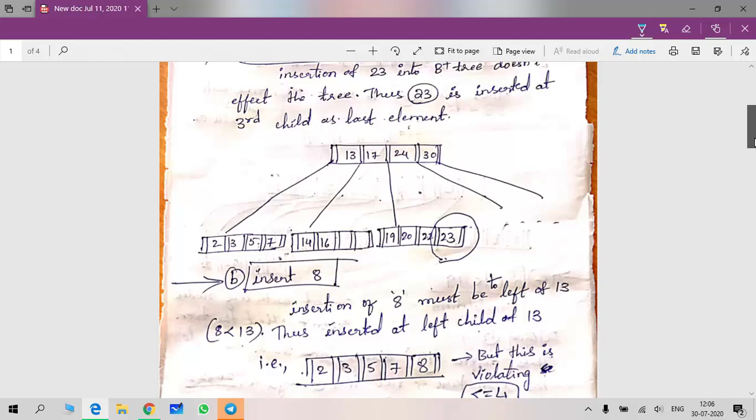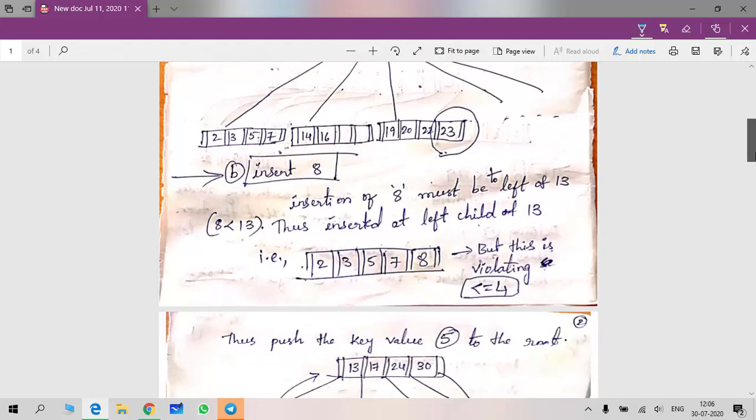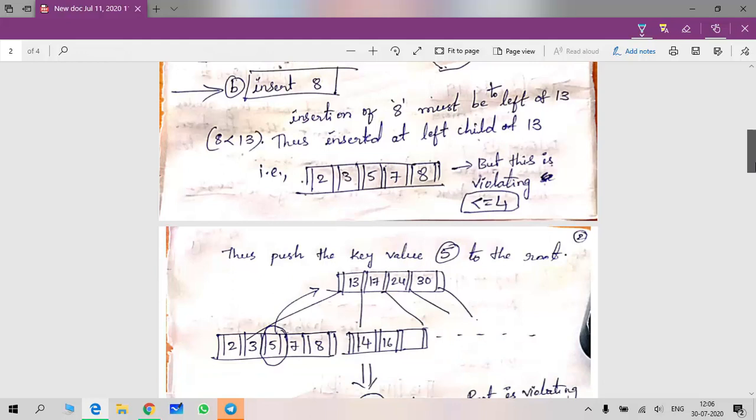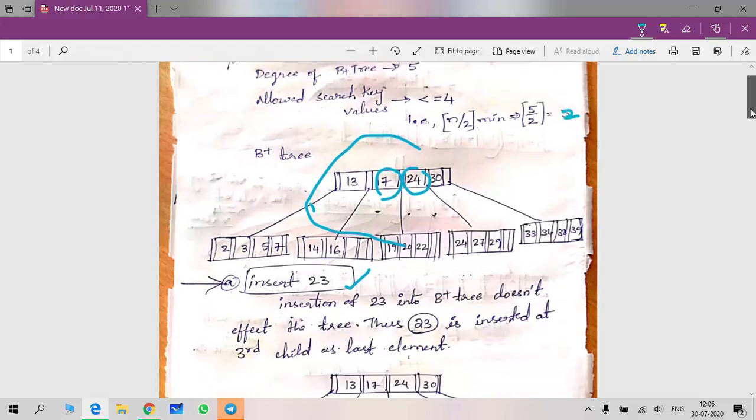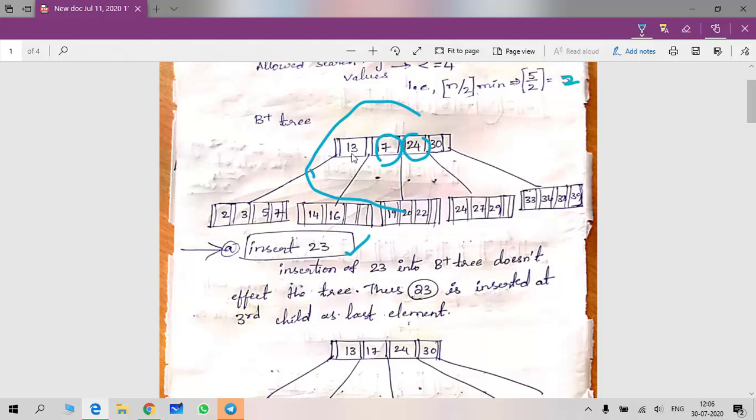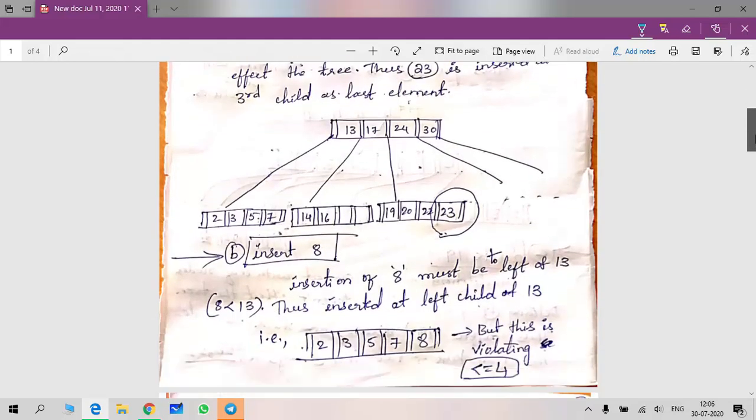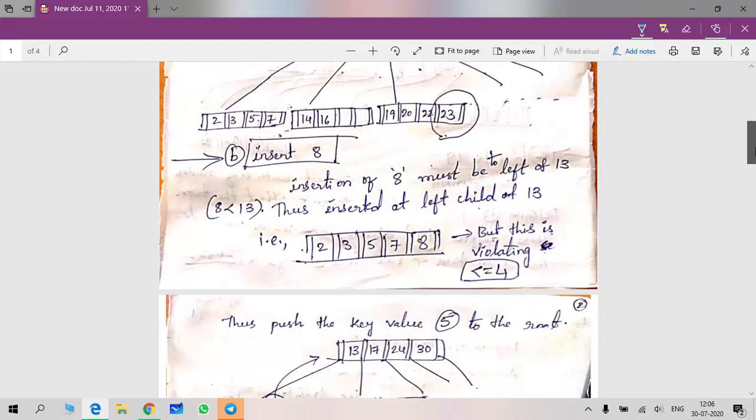Now let us try to insert 8 into the tree. So 8 is lesser than 13. You can see here 8 is lesser than 13, so it must go to the left child of 13. See here, the left child of 13 is having 4 values already. That is, the maximum limit has been reached. Now where do we have to insert it? We have to insert it according to the rules.